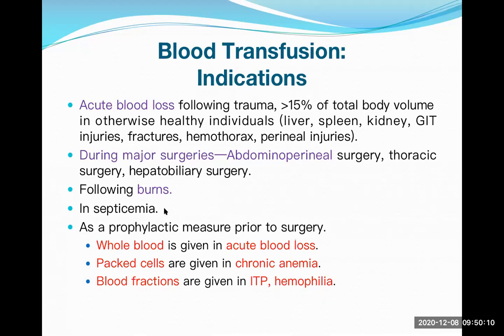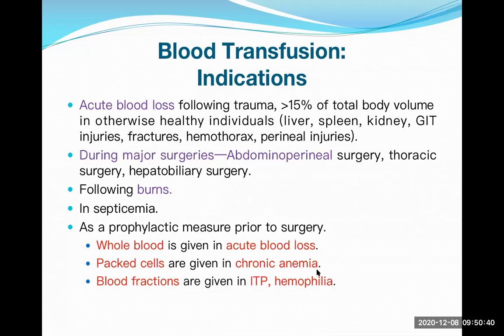Because we need those factors which are utilized there, right? So fresh frozen plasma is usually given. And if platelets are very low, you can give platelet transfusion as well. So see, this is the type of blood transfusion. Now another one, as a prophylactic measure prior to surgery, and these are good examples or scenarios for you. Whole blood is given in acute blood loss, already talked about. Packed cells are given in chronic anemic situations.